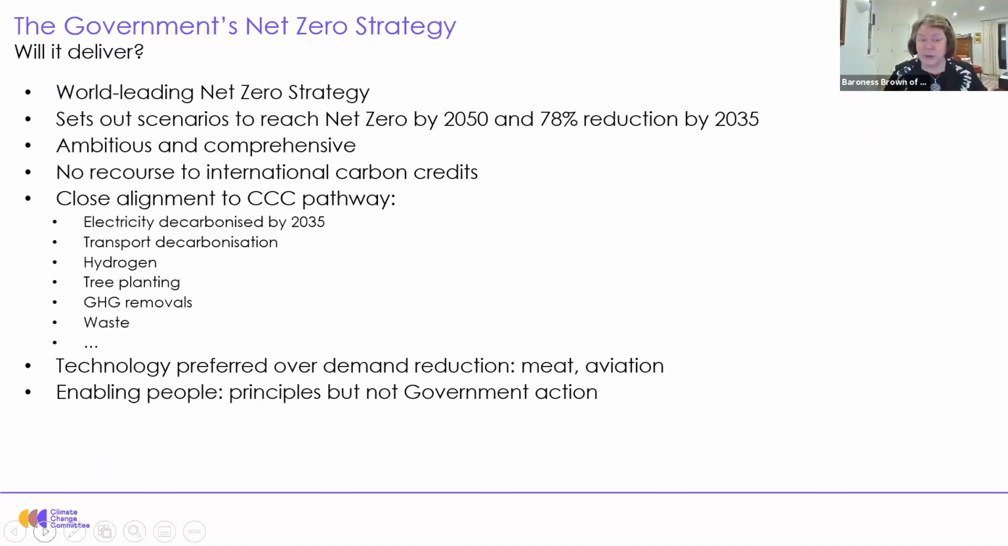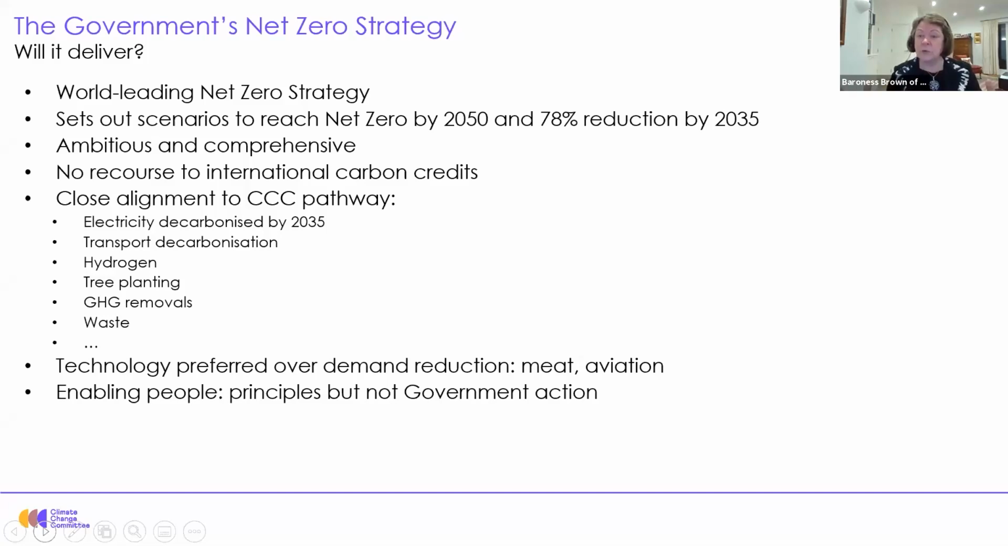So the government has just published, just before the COP, its net zero strategy. It's a very important piece of policy. I have to say it is a world-leading piece of policy. No other government has published yet an ambitious and comprehensive plan showing how it will get to net zero and also to the 78% reduction in emissions by 2035 that the commitment we made at COP implies, and that the 6th carbon budget of the Climate Change Committee requires.